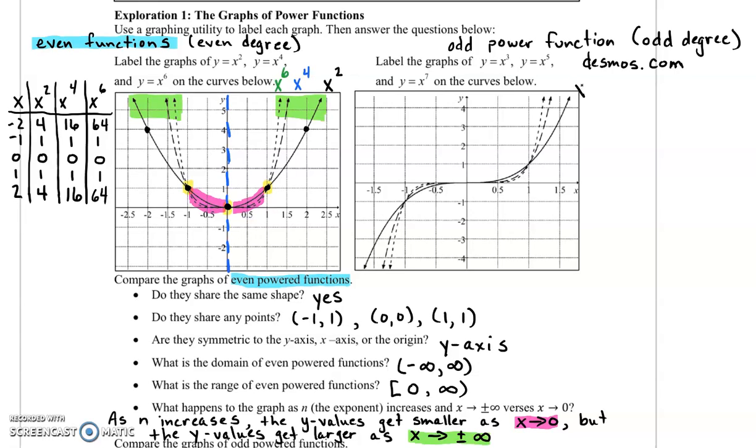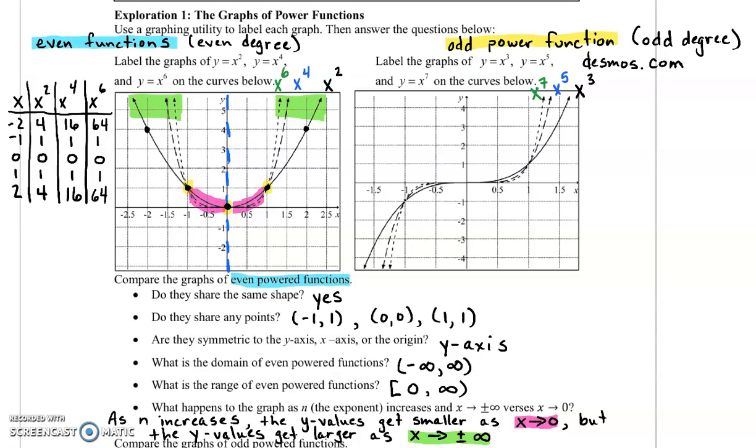The solid line is x cubed. The long dashes are x to the fifth, and the short dashes are x to the seventh. And we could get that by plotting points. I'm not going to do that on this one, but you could. So let us now go look at the same questions we answered for the even ones.